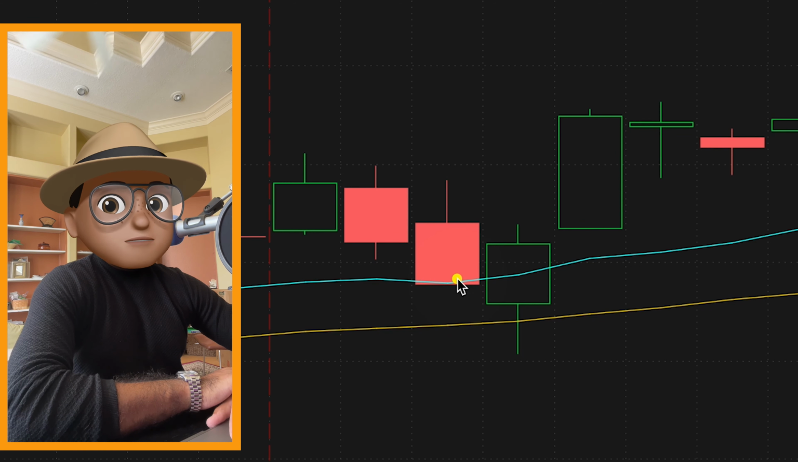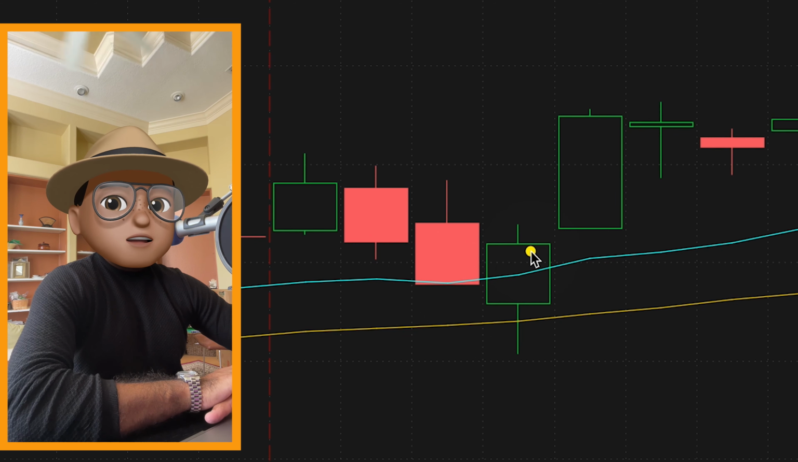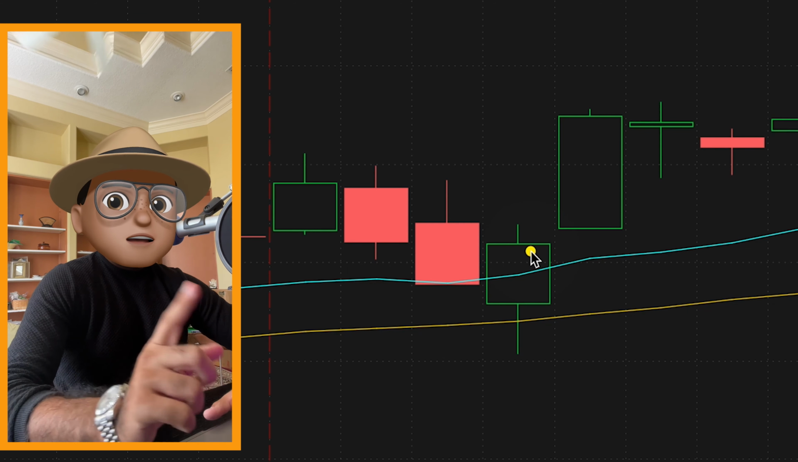Now, on the next video, we're going to explain the different kinds and shapes of candlesticks and how they represent different psychologies of buyers and sellers, different moods. We'll talk about it in the next video.